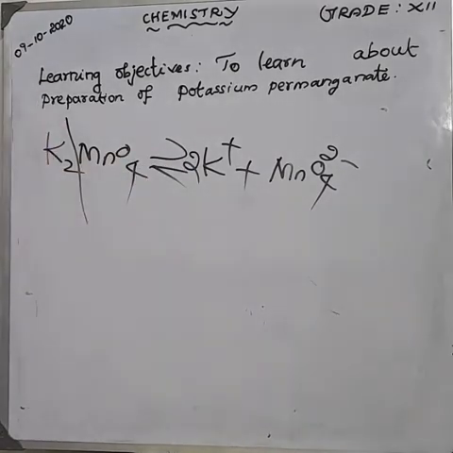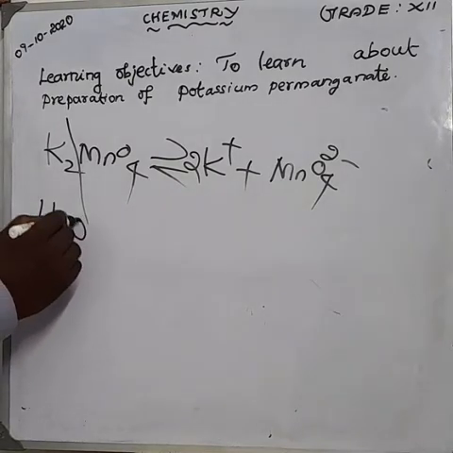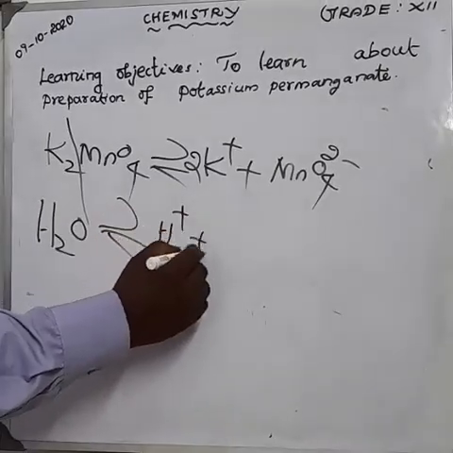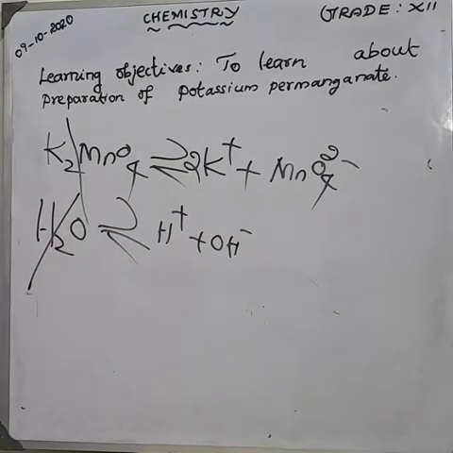Manganate, everything is balanced. Next, about water. Water undergoes dissociation. Can you say what's the product? H plus, OH minus. Divided like that. H and OH. These are the two equations.